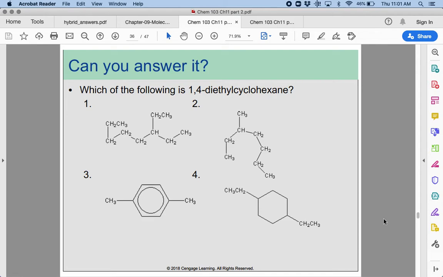Which of the following is 1,4-diethyl cyclohexane? Hopefully you were able to identify it couldn't be either of these because it's a cyclohexane. Neither of these are rings. Now we have to look at it and go, okay, 1, 4. Well, 1 and 4 on a hexane would be on opposite ends of each other, right? 1, 2, 3, 4, or 1, 2, 3, 4. So these are both in the 1, 4 position. And we're told diethyl, which means I have 2 ethyl groups. These are both methyl groups. Ethyl is 2 carbons long, so this would be the correct answer.